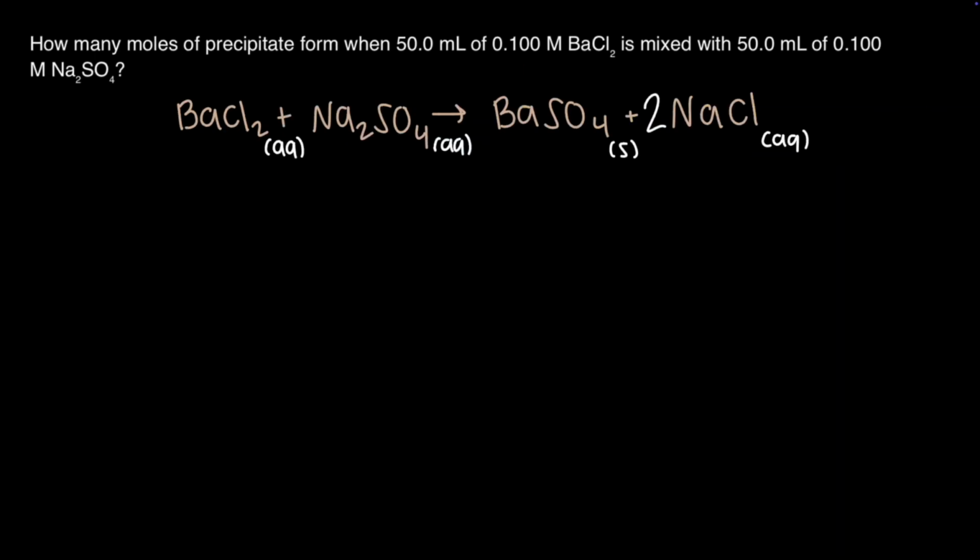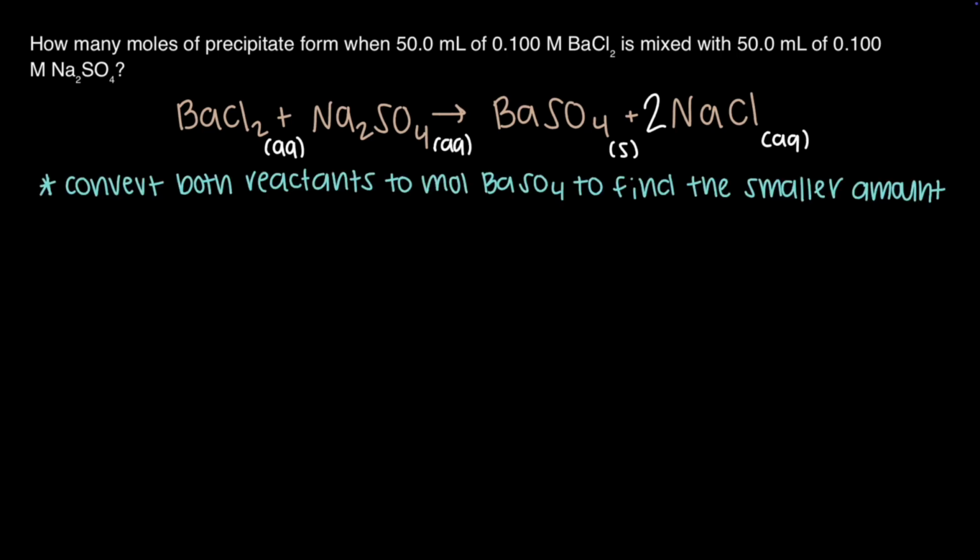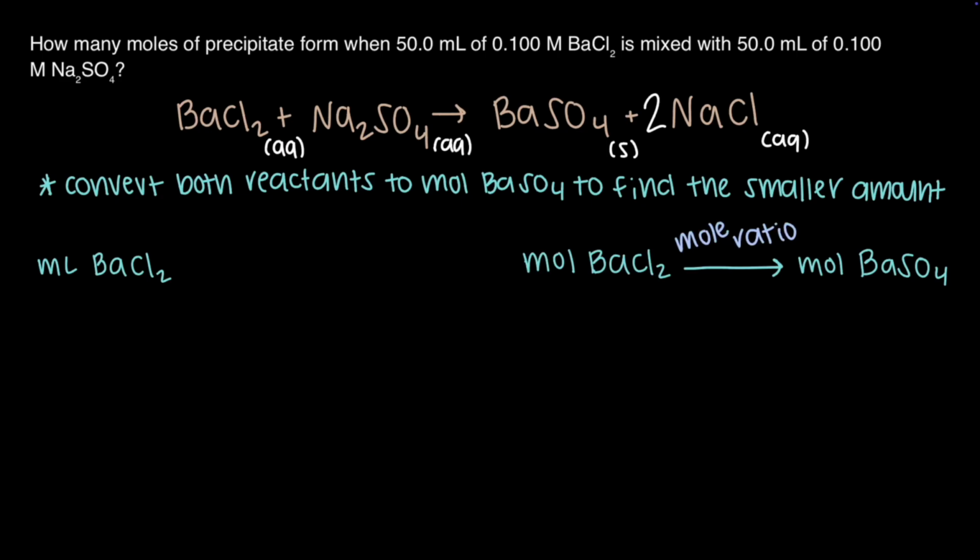We need to find moles of BaSO4 for the answer so we can convert both reactants to moles of BaSO4, and the smaller amount made will be the answer. To convert milliliters of BaCl2 to moles of BaSO4, we have to use the mole-to-mole ratio from the equation to convert to the new compound. We have the molarity of BaCl2 that connects moles of BaCl2 and liters of BaCl2 together, so we can convert milliliters of BaCl2 to liters of BaCl2 to be able to use the molarity to convert to moles of BaCl2.